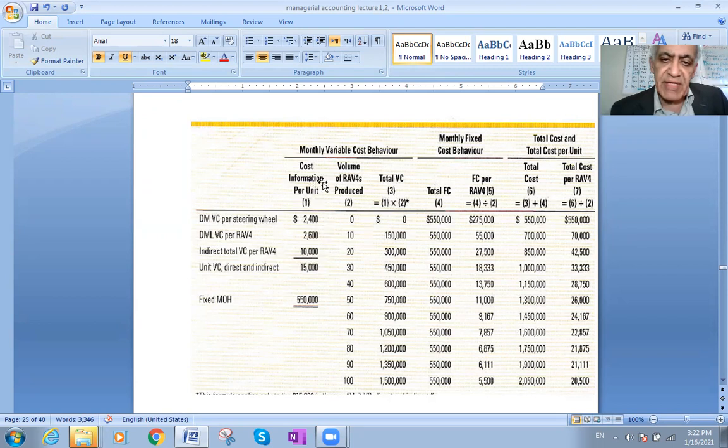Here he is giving me the variable costs per unit: 2,400 direct and indirect, 2,600 and 10,000, all comes to 15,000. So all the variable costs for each unit will be 15,000, while the fixed cost is 550,000.